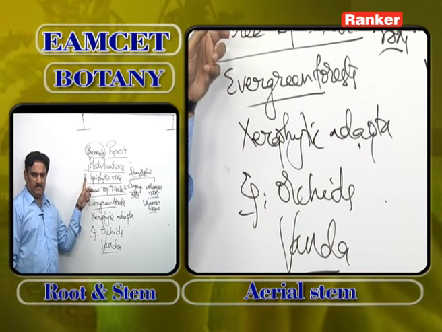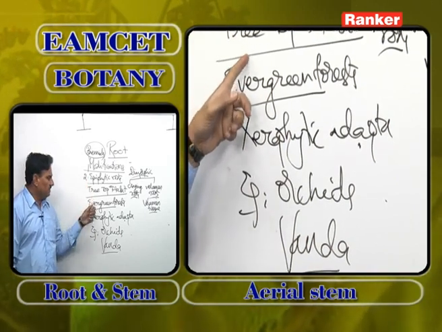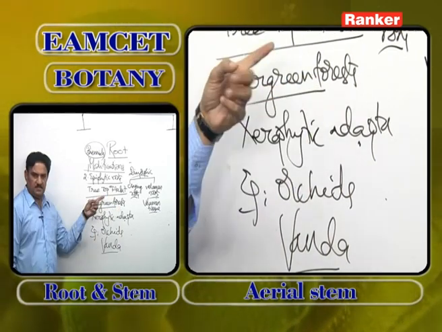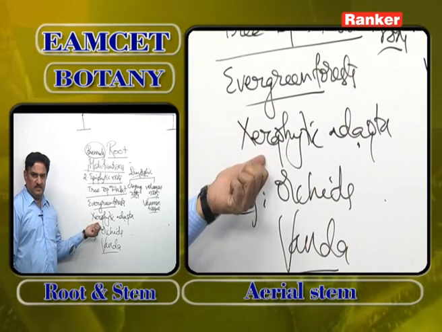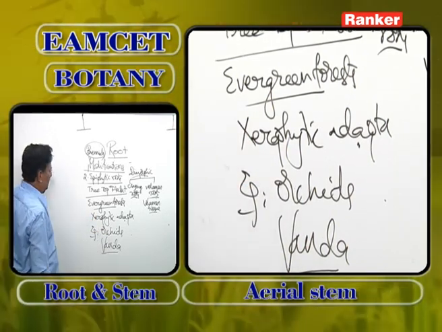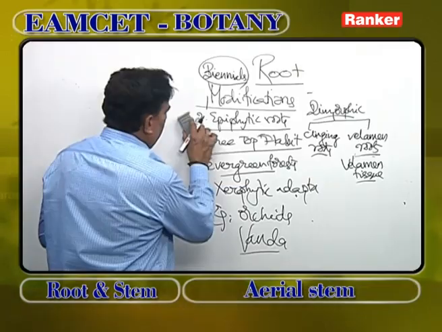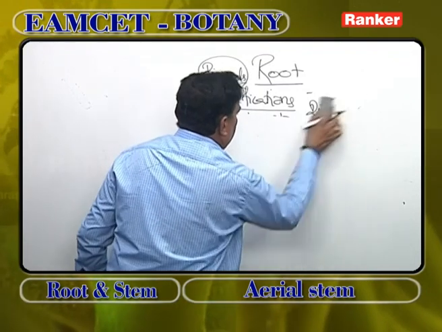Plants which grow on other plants only for support, popularly known as treetop habit: clinging roots, velamen roots. What is velamen tissue? And why are they showing xerophytic adaptations? The particular example will be orchids and the individual example will be Vanda. This is about epiphytic roots.